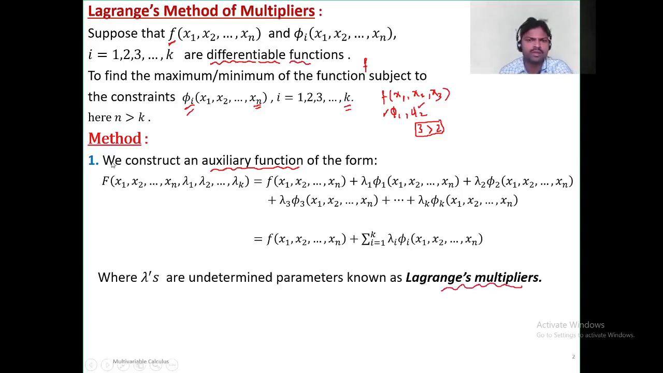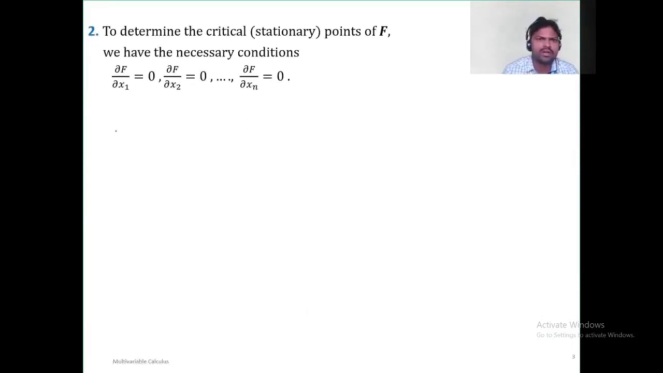Next, the second point in the methodology: to determine the critical points or stationary points of the defined function capital F, we have these necessary conditions. For example, look at a one-variable function. Clearly by the graph, this function has a maximum at this point and a minimum at this point.